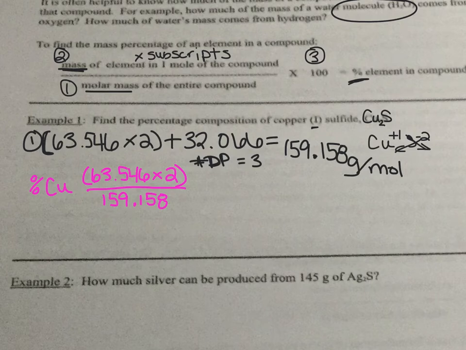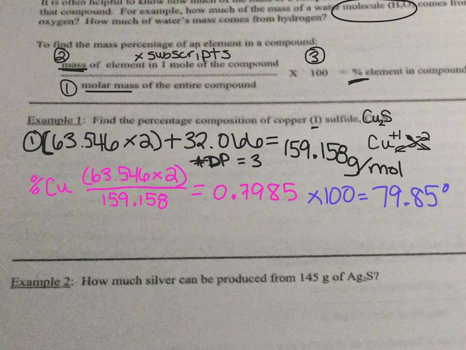Okay. We're going to get a number, about 0.7985. And we take that and we have to make sure we do what? Multiply by 100, which is not 3 decimal places, it's 2 decimal places. All right, so you multiply by 100 to move that decimal to the right. So you would end up with 79.85% copper.